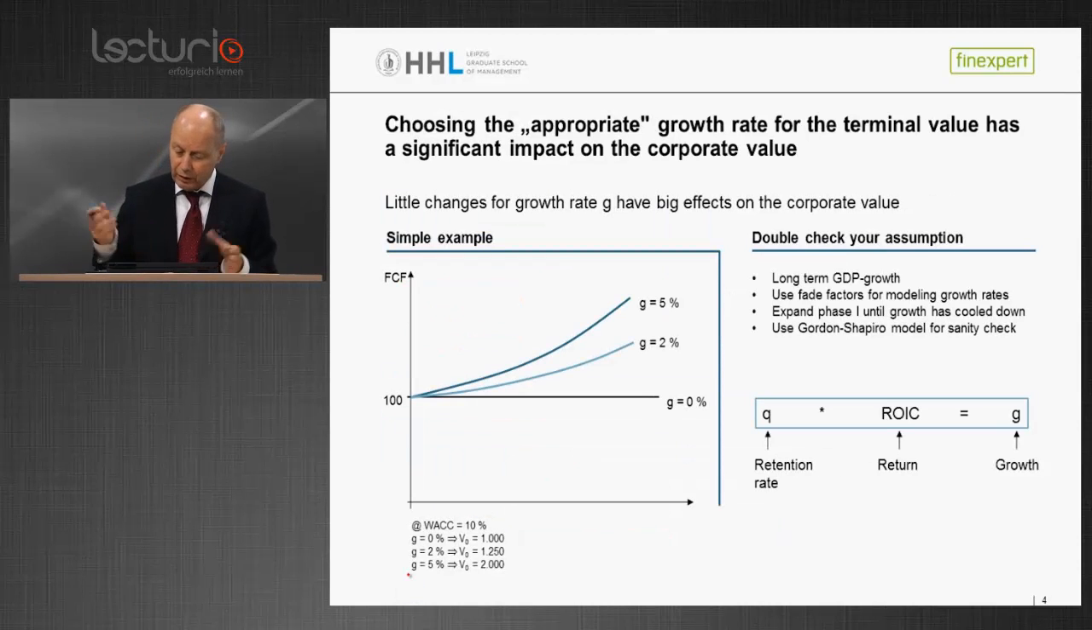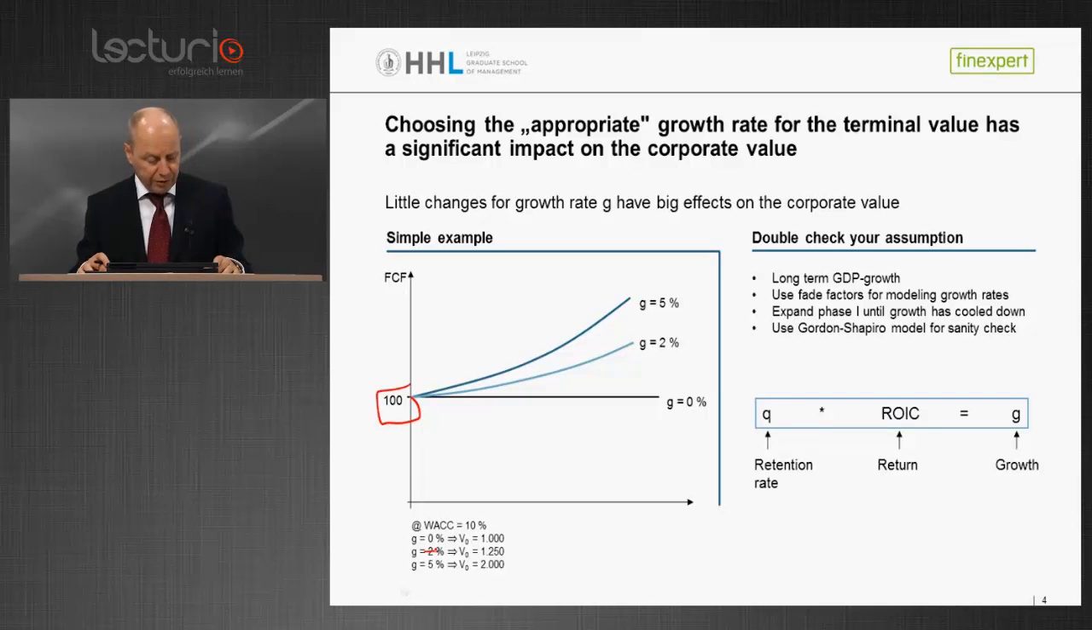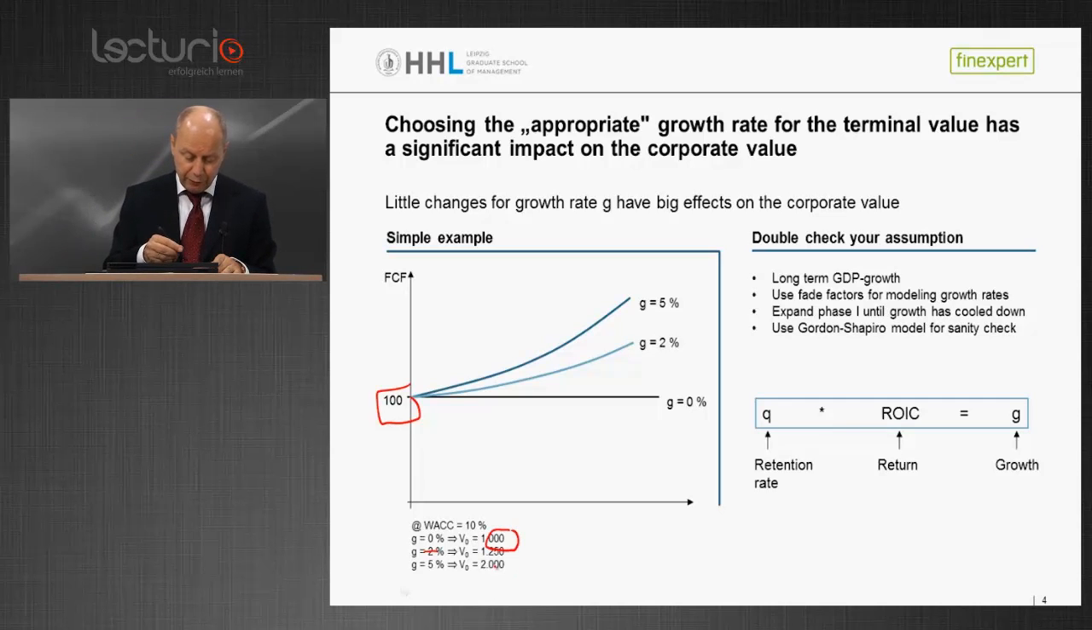Here's a simple example. If we have a free cash flow of 100, assume a growth rate of 0% and a WACC of 10%, then without growth the present value of this free cash flow is 1,000. If we increase growth to 2%, the value grows by 25% to 1,250. And if we increase the growth rate to 5%, we get double the value, 2,000. So the point is, the appropriate choice of G is very important for the terminal value and for the corporate value in general.